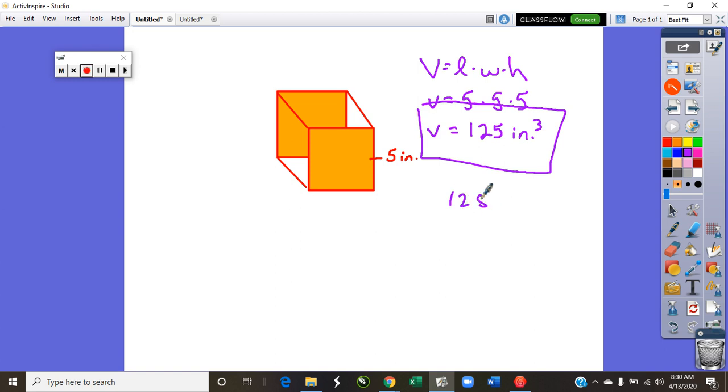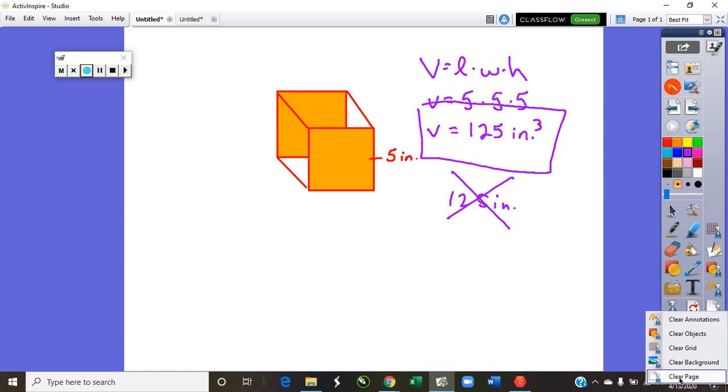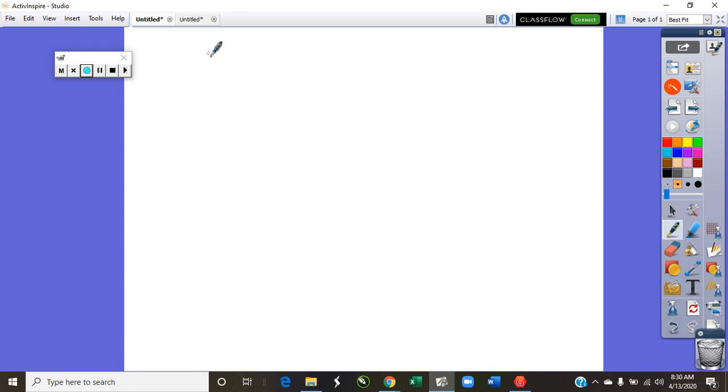If you just did this, is that correct? No. This person forgot the cube units, okay? Please make sure you label everything appropriately, okay? All right, now let's look at a rectangular prism.